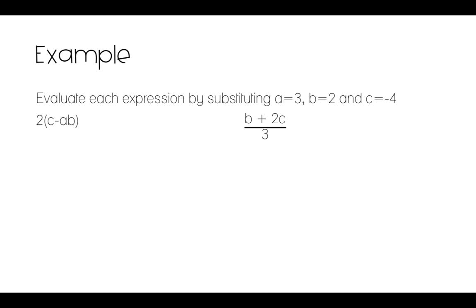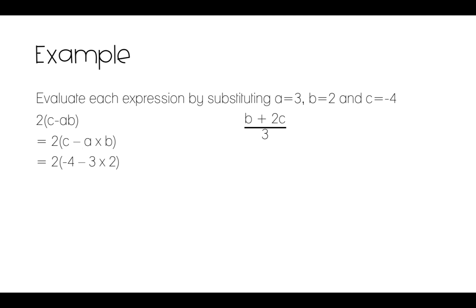One last example, we're going to evaluate each expression by substituting a equals 3, b equals 2, and c equals negative 4. So let's start by expanding this expression so that we get 2 brackets c take away a times b brackets. Now let's substitute them in, and we end up with 2 brackets negative 4 take away 3 times 2. Now we're going to remember we do our brackets first, but where do we start within our brackets? Well, when we get inside our brackets, we do BIDMAS again. If there's more brackets inside, we do those first.